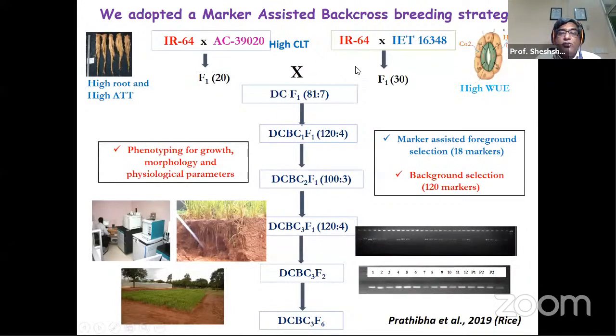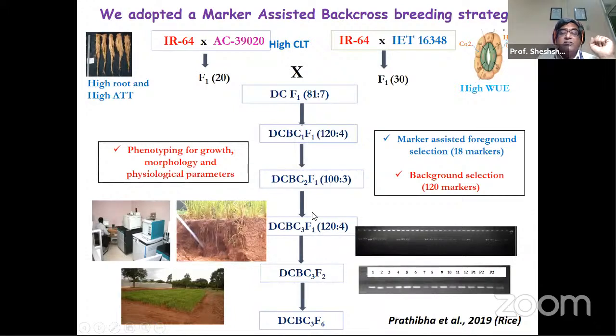We combined the two F1s, and then we developed the double cross F1s. In this double cross F1, we did marker assisted foreground selection for the markers that we had. We had 18 markers linked with the traits that we had identified by association mapping. And we then identified the ones that had the introgression, and we backcrossed it. We did 3 backcrosses. We developed double cross backcross 3 F1, and we had 140 of them. In all the cases, we did the foreground selection with 18 markers.